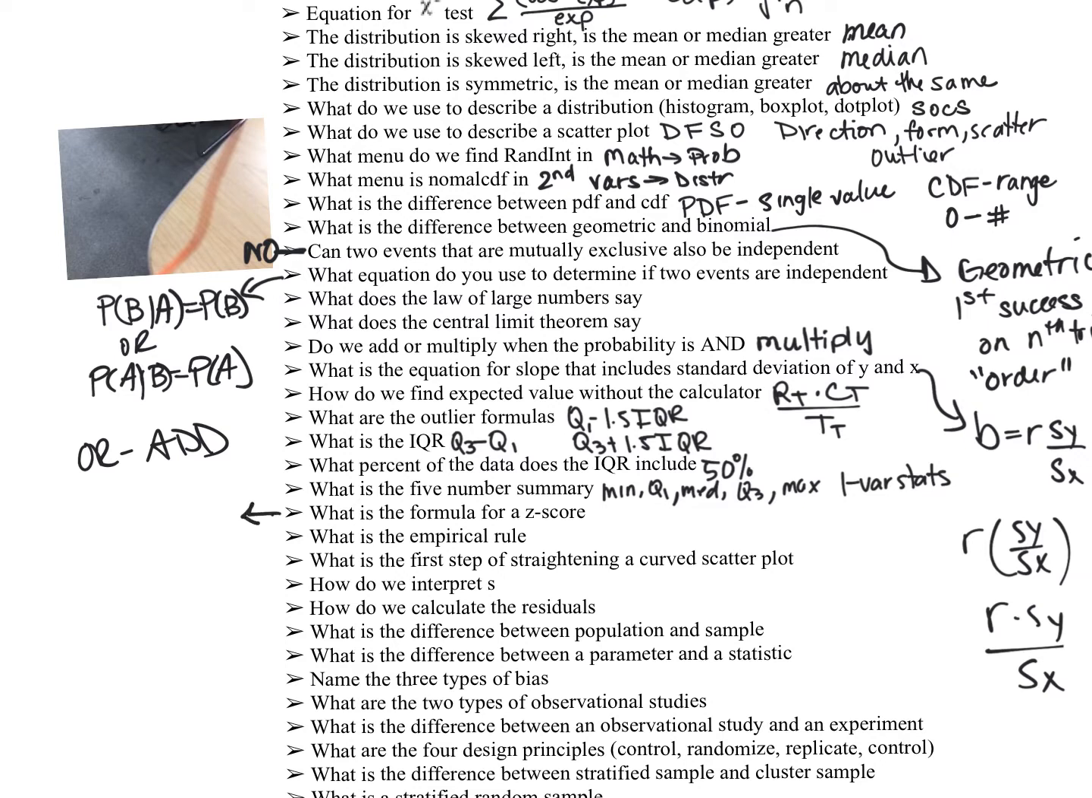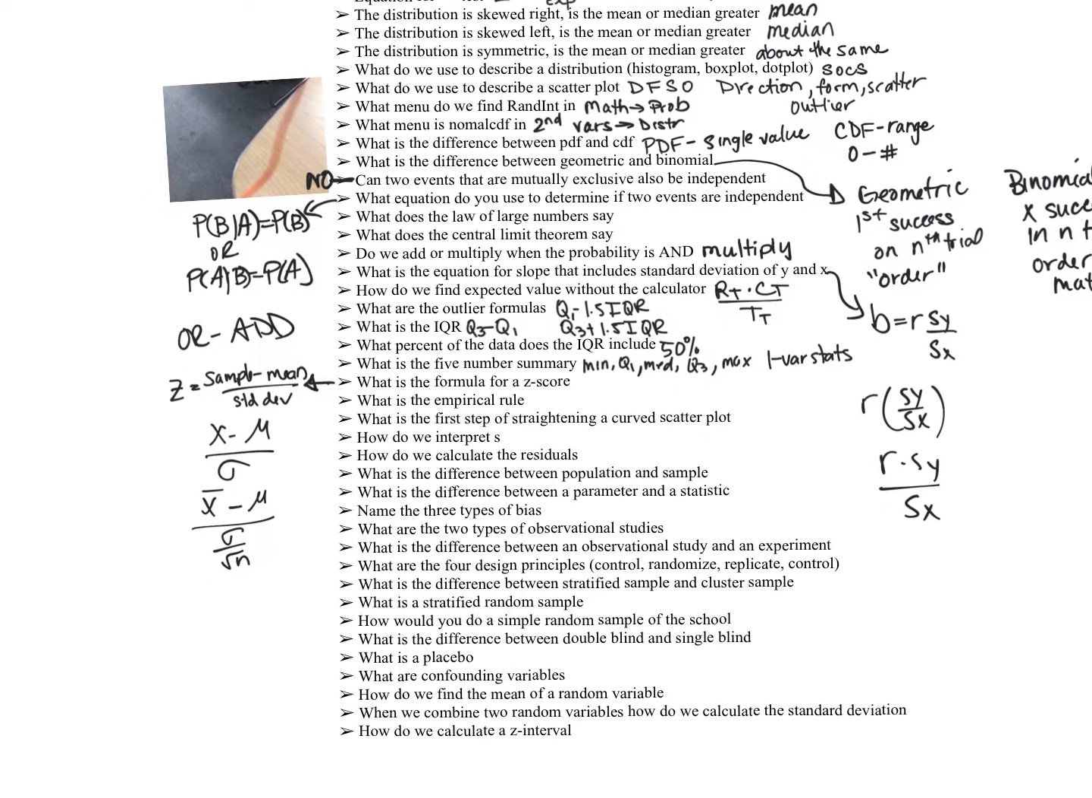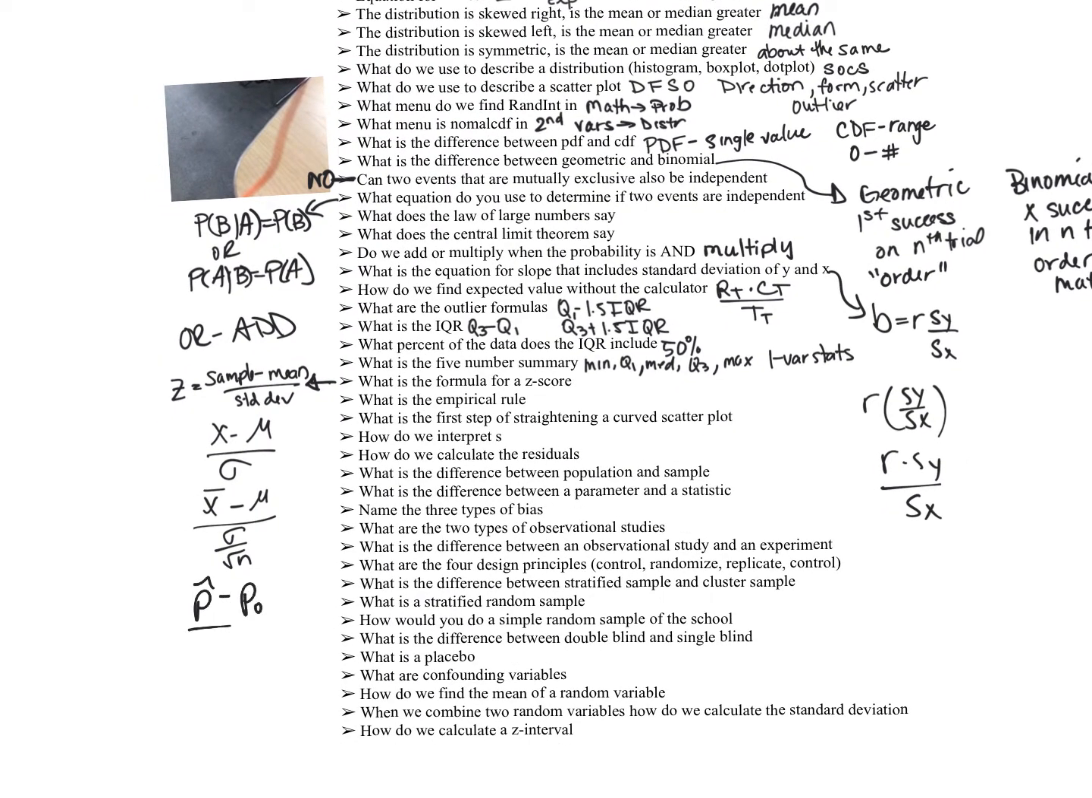What is the formula for a z-score? It's the sample minus mean over standard deviation. So it could be x minus mu over sigma. It could be x bar minus mu over sigma over square root n. It can be p hat minus p naught over square root of p naught q naught over n, which is why we just say our sample minus the mean of the distribution divided by the standard deviation, because that can take a lot of different forms.